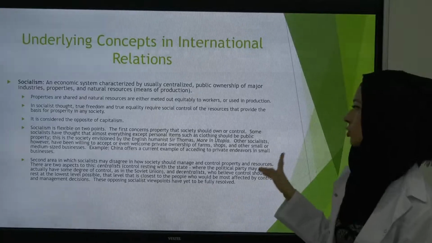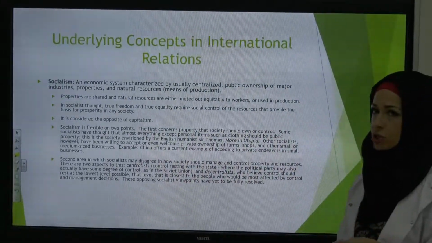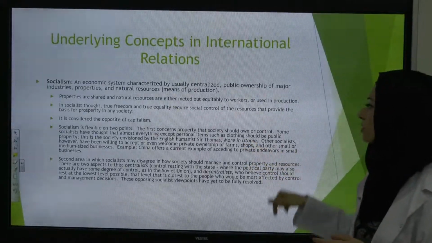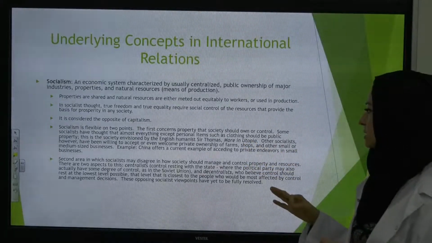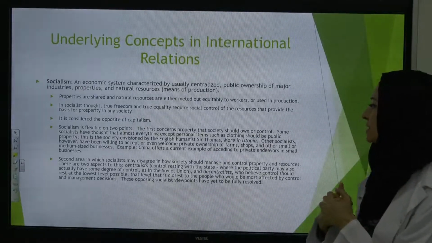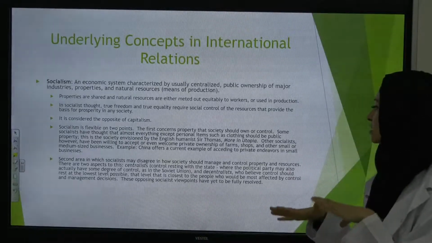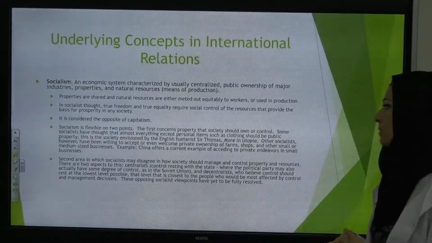Other socialists, however, have been willing to accept or even welcome private ownership of farms, shops, and other small or medium-sized businesses. Now, that would be an example of the socialist system that exists in China, which provides the example of acceding to private endeavors in small businesses.